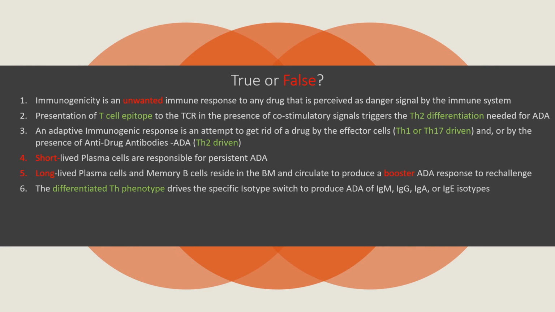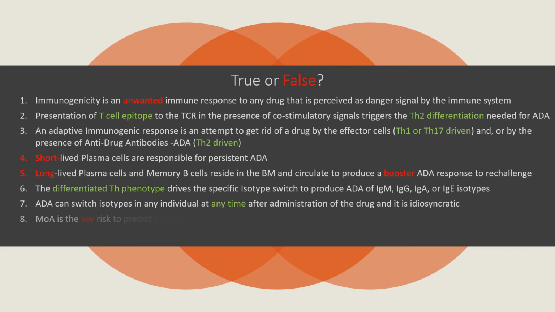The differentiated Th phenotype drives the specific isotype switch to produce anti-drug antibodies of IgM, IgG, IgA, or IgE isotypes. That's true. Anti-drug antibodies can switch isotypes in any individual at any time after administration of the drug, and it is idiosyncratic. This is true.